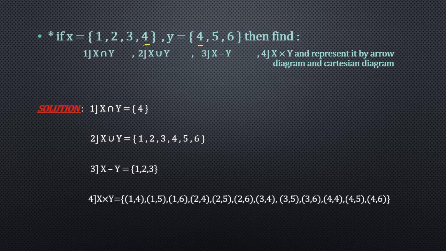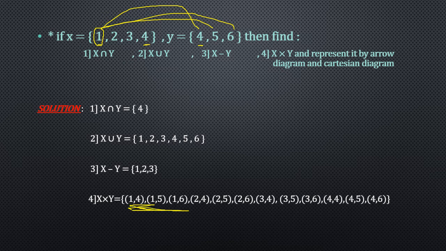Now, x product y. The meaning of the product of the set x with the set y is that we take every element of the set x with all the elements of the set y. Like, we will take the element 1 of the set x with all the elements of y, with 4, with 5, with 6. And we will put it in an ordered pair.